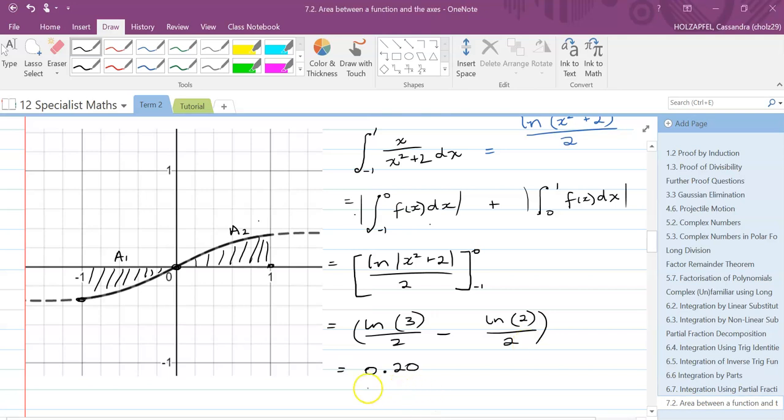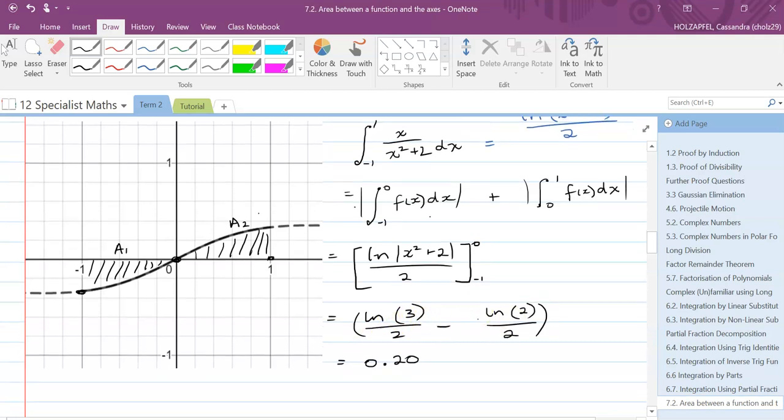All right, so that's worked out to be positive 0.2 as our result, because what I did was, I should have done, I apologize, ln of 2 over 2, subtract ln of 3 over 2, but then that would have given me a negative result. So I just swapped those around. Sorry I didn't make that clear when I did that.